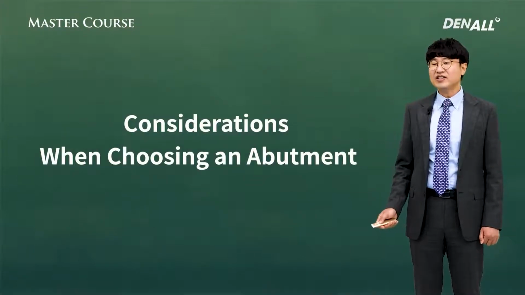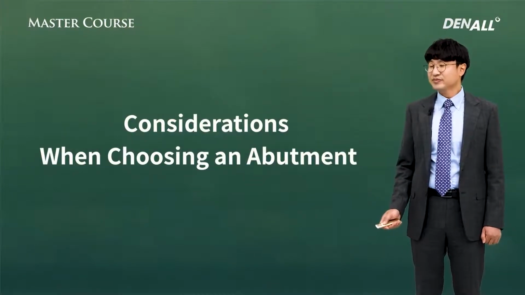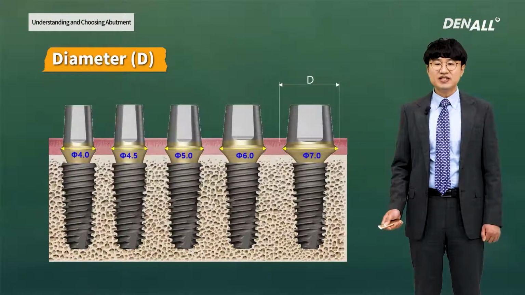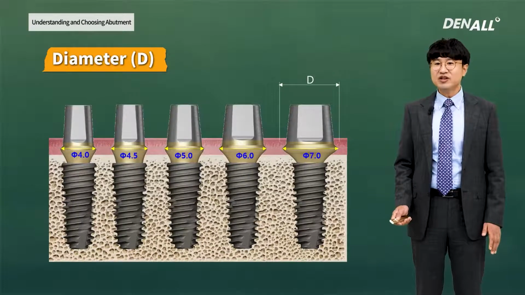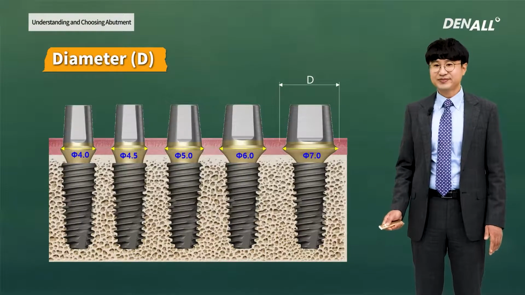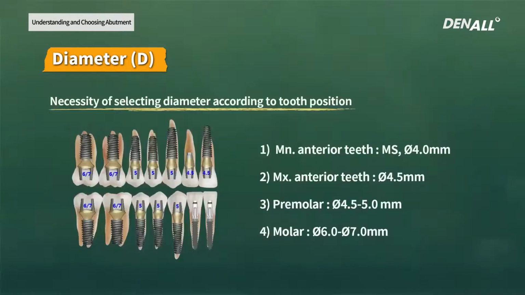Considerations when choosing an abutment. Diameters of abutment range from 4.0 to 7.0. Depending on the situation, the proper diameter should be chosen. For the lower anterior region, a small one would be chosen, and as you go towards the posterior region, a wider diameter abutment would be chosen in general.